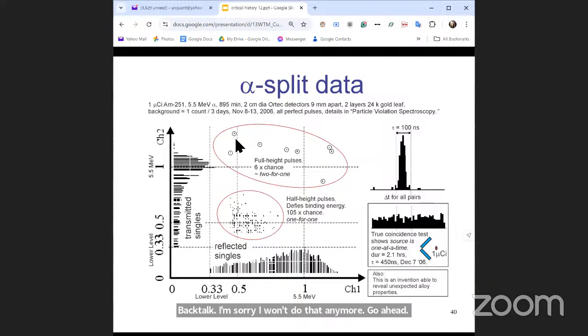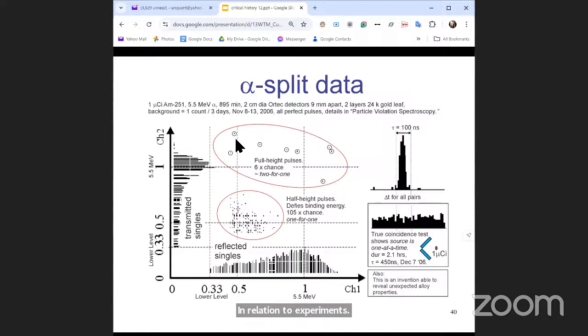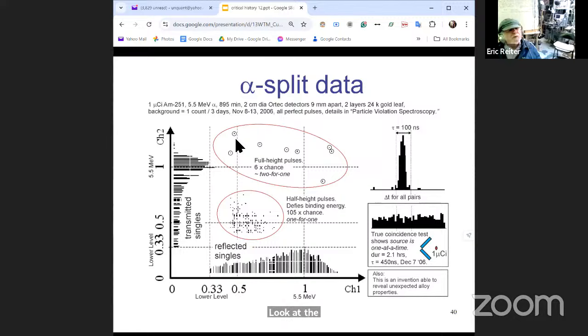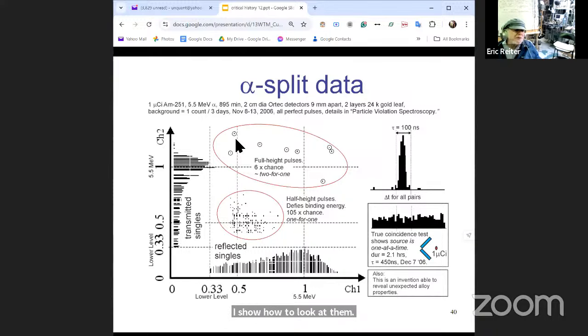Yeah, but it's not that I neglect quantum theory, but you propose new kinds of theory, which is not quantum. Right. I'm proposing new kinds of theory that is not quantum in relation to experiments. But quantum theory is related to experiments. Yeah, I know. I looked at those experiments. You can re-examine those experiments. I show how to look at them. I'm not throwing away the experiments altogether.